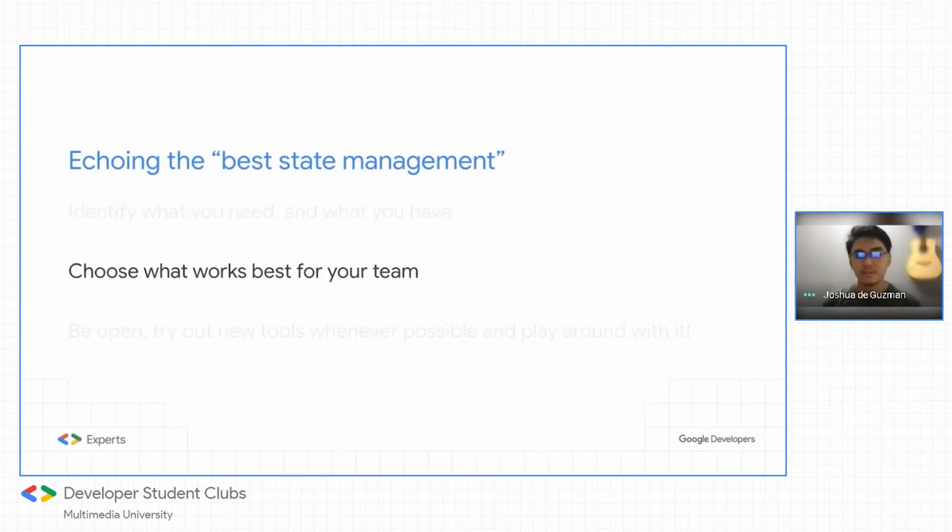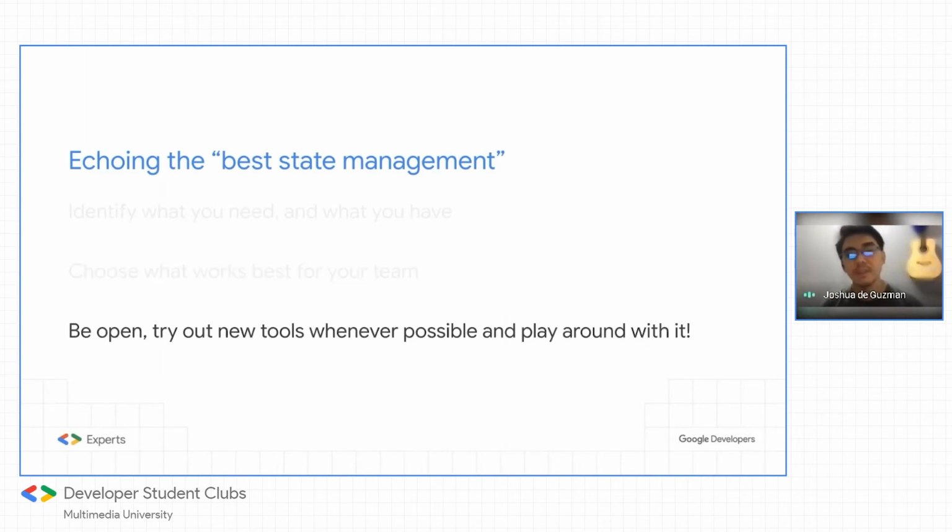Choose what works best for your team. You're not the only developer, especially if you're working in the industry. So try to reason appropriately and technically with your team that this is what will work best for your project as you deem it. And as always, just be open. Try out new tools whenever possible, and if you have time, play around with them.